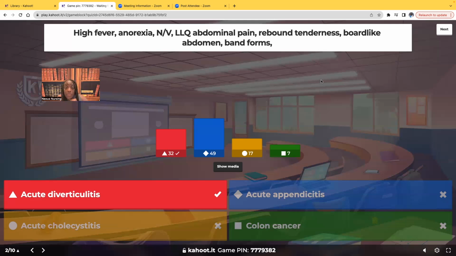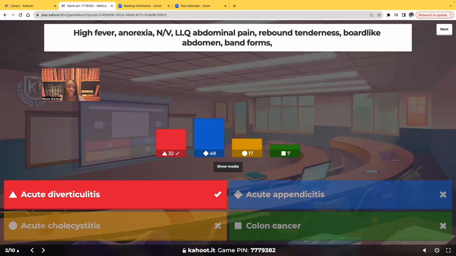Let me tell you something. You see band forms? Patient got to go. That patient's in your office, just like in football, you know how they punt the ball. You punt that patient right out of your office. They need to go to the ER. Matter of fact, I'm saying this about acute diverticulitis, but the same thing for the first slide when we're talking about acute pancreatitis. Okay. Once you suspect that, patient has to go to the ER.